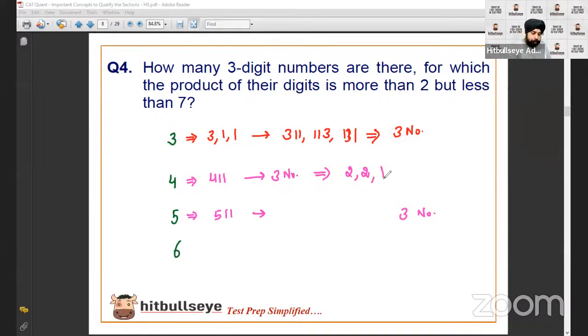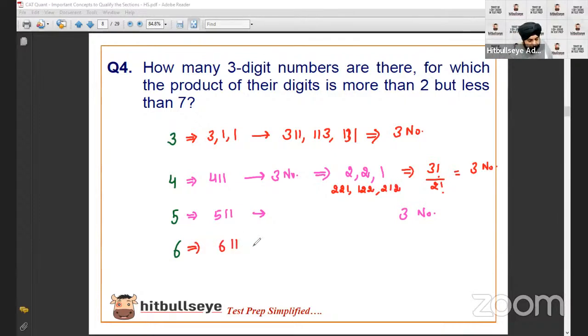People, by using the digits 2, 2 and 1, you can again make 3 factorial by 2 factorial. If you have a little bit idea about combinations, that is 3 such numbers. Or I can write that for you, 221, 122 and 212. Then people, lastly, we have the number 6.